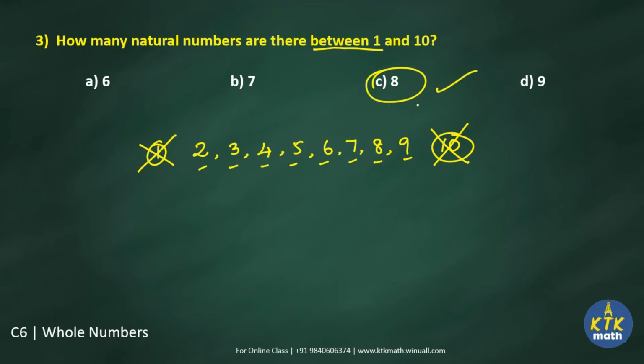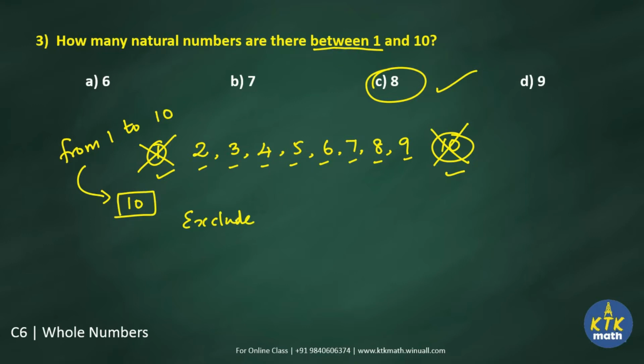In case they are mentioning words like from, how many natural numbers are there from 1 to 10? If they are asking a question like this, then you need to include 1 as well as 10. Then in such a situation your answer is going to be 10 numbers. But here they are mentioning only between. Between means you need to exclude the given numbers. Exclude means don't include them. You should not consider 1, you should not consider 10. In between numbers only you need to count. I hope I made my point clear.